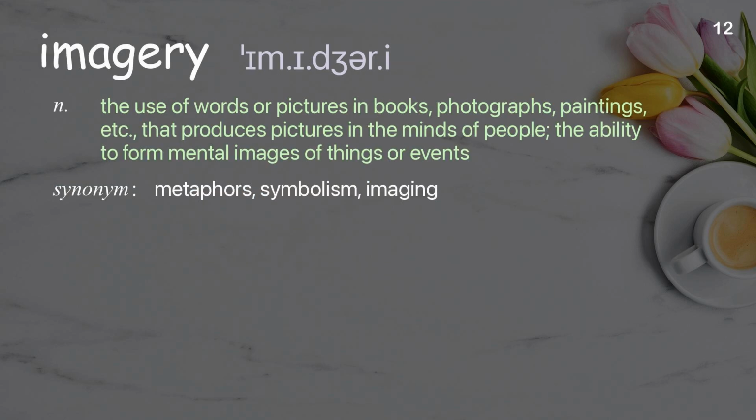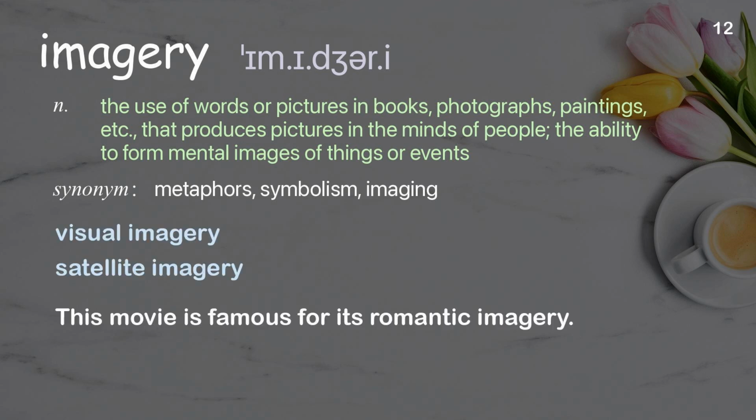Imagery. The use of words or pictures in books, photographs, paintings, etc., that produces pictures in the minds of people; the ability to form mental images of things or events. Examples: Visual imagery. Satellite imagery. This movie is famous for its romantic imagery.